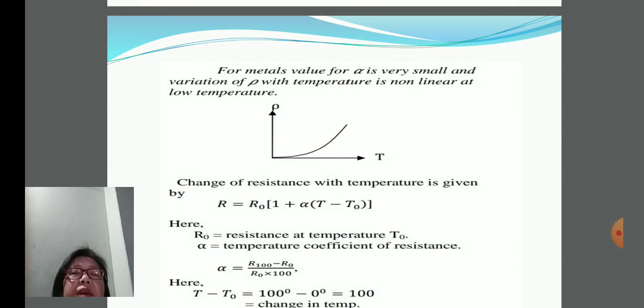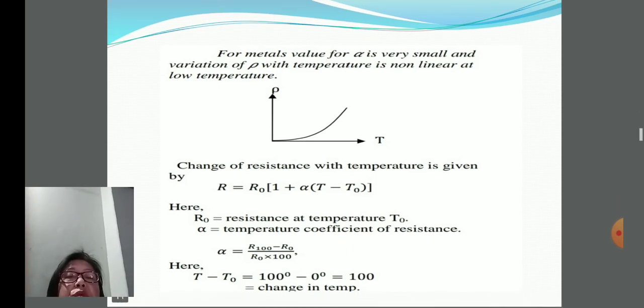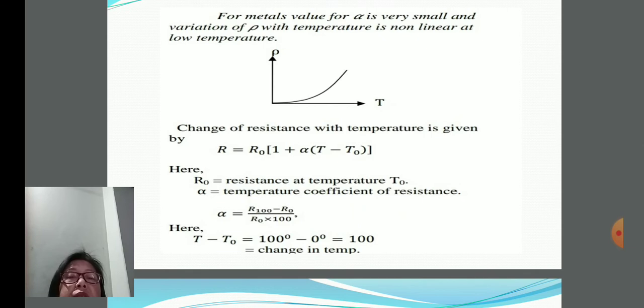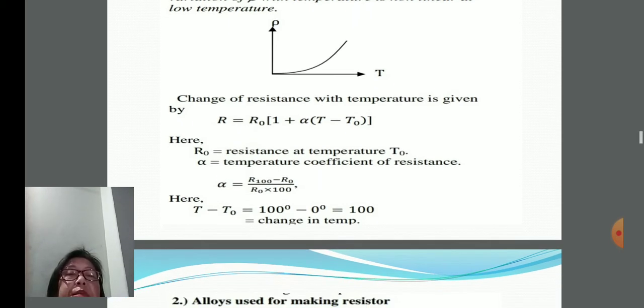R100 is nothing but the resistance at 100 degrees Celsius. That means you have to take T as 100 degrees Celsius. T naught should be taken as 0 degrees Celsius. So T minus T naught is nothing but 100 minus 0, that is 100, that is the change in temperature. This is about the variations of resistivity with temperature, and the same goes for resistance also. If you are asked to plot a graph showing variations of resistance with temperature, the same you will get.